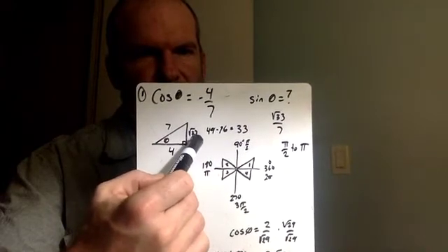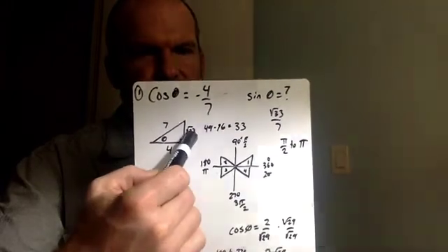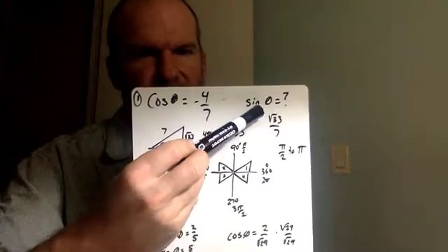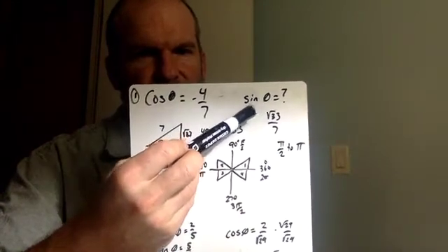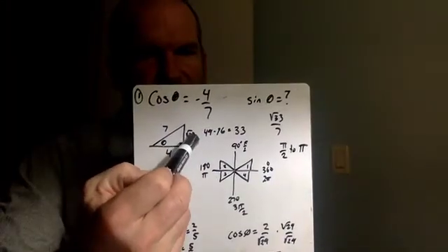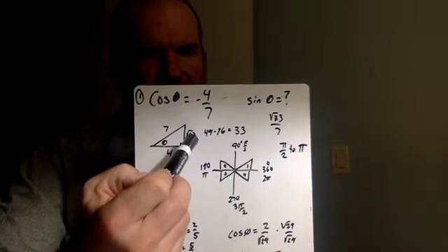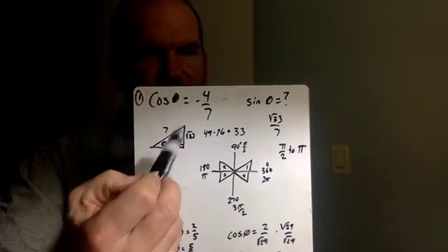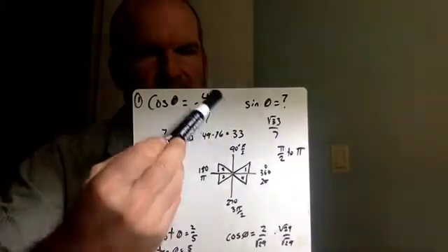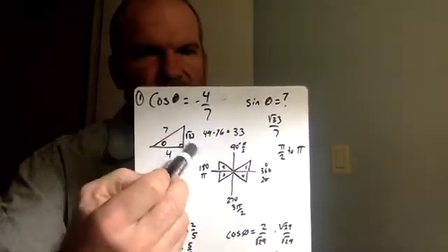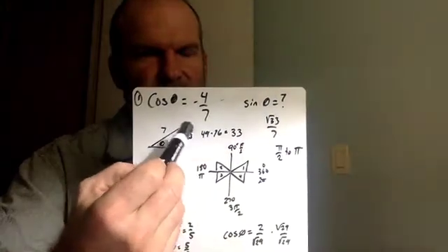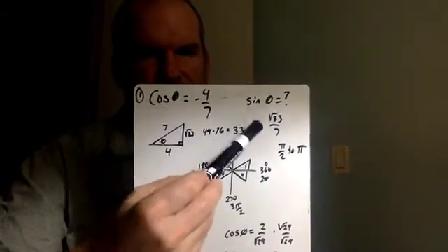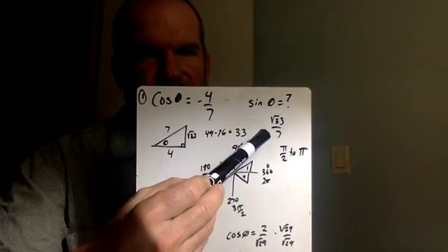That's how I got square root of 33, which we need because the problem wants you to solve for sine of theta. So to figure out sine, you needed that opposite side. And to get that opposite side, you had to do Pythagorean theorem by filling in these two sides from this information. That's why they gave you this information, so you could fill in two of the sides, use Pythagorean theorem to find the third side. Then you do sine of theta, opposite over hypotenuse, and you get square root of 33 over 7.